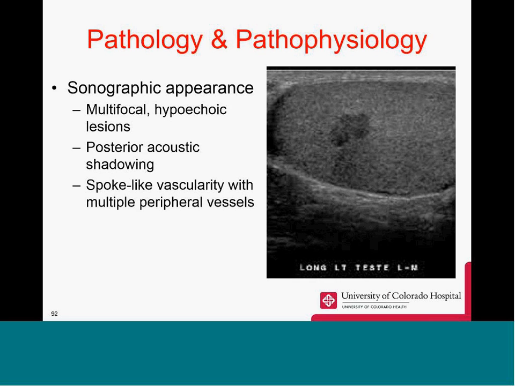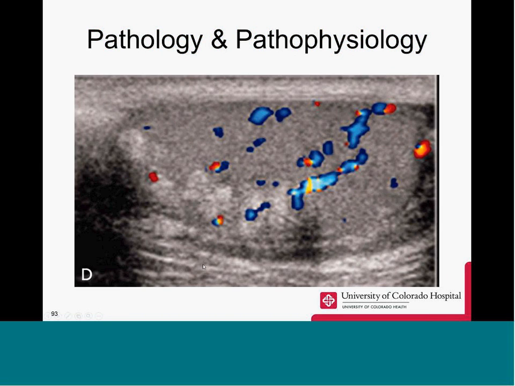Here on ultrasound, you're going to see a multifocal hypoechoic lesion. Usually you're going to see posterior acoustic shadowing, and it's going to have a spoke-like vascularity with multiple peripheral vessels on color Doppler flow. Here we can see our adrenal rest. Here's the spoke-like flow.